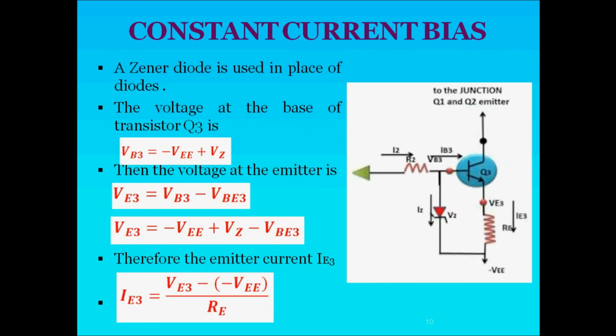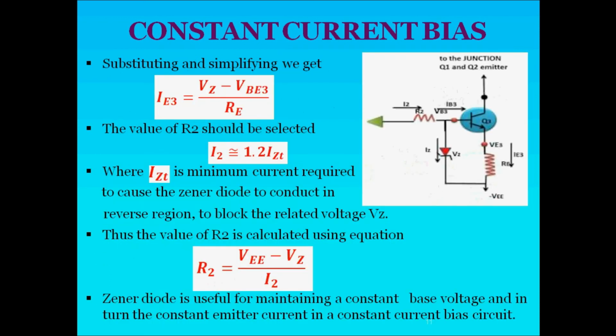Let's check what I3 is: VE3, and VE3 is minus VEE plus VZ minus VBE3. Now we replace this VE3 with this equation, in which the VEE term is negative, so this minus becomes plus, and VEE gets eliminated. The remaining is VZ minus VBE3 divided by RE. So it is VZ minus VBE3 divided by RE.